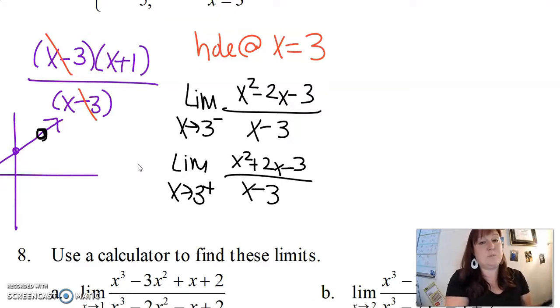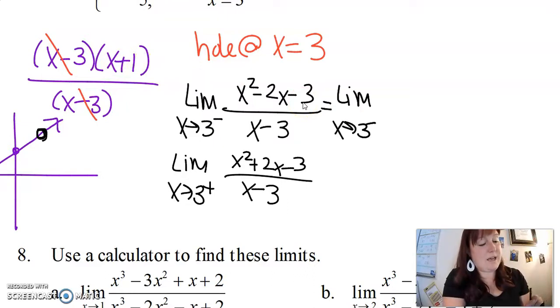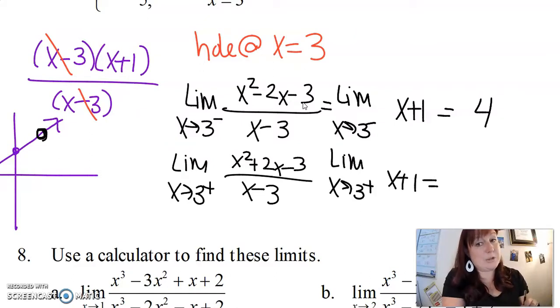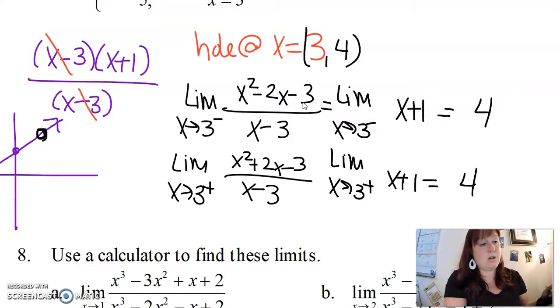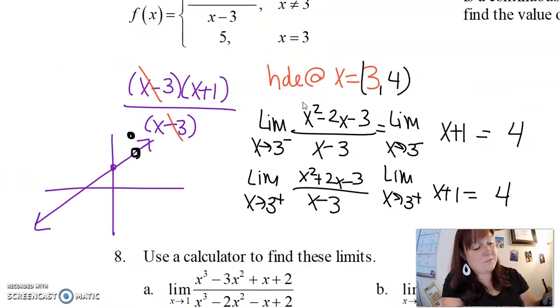We know that that cancels out, top and bottom. So we can plug in 3 for x plus 1, right? And so this is 3 plus 1, which is 4. So since this cancels out, it's the same as the limit as x approaches 3 from the left of x plus 1, which is 4. And the limit as x approaches 3 from the right of x plus 1. Since it's a hole, it should be the same. They should be approaching the same number, right? That it's at 4. So we know that the hole is actually at 3, 4. And we know that this extra piece of our piecewise function is at 3, 5.